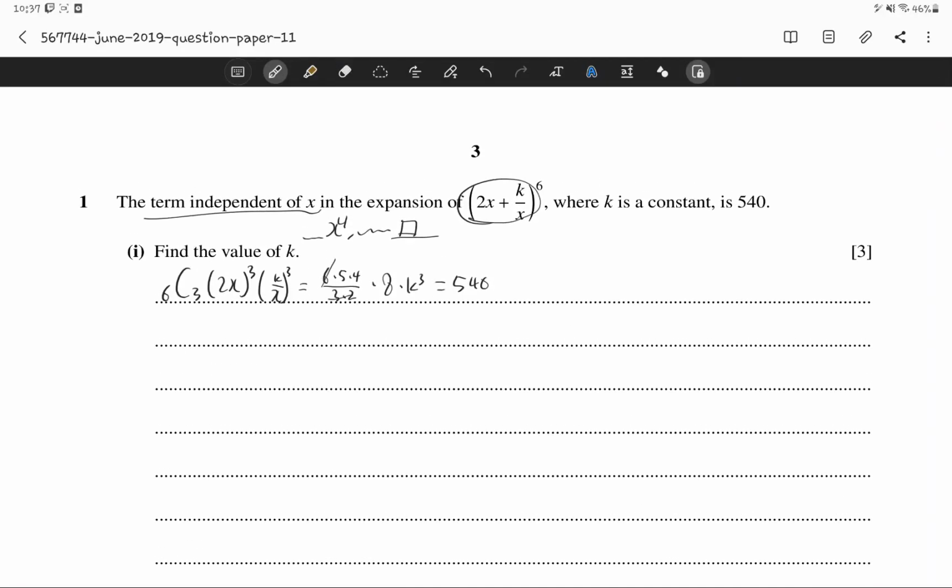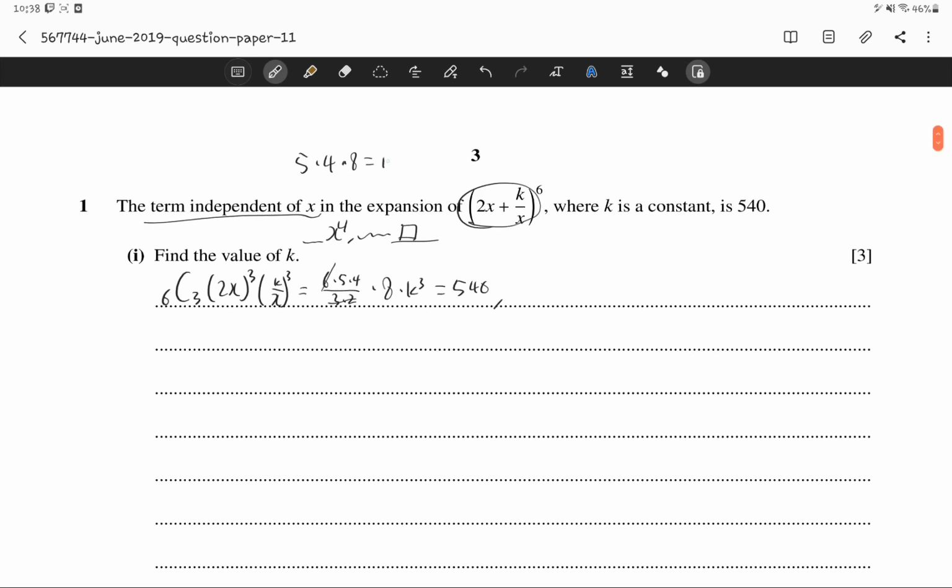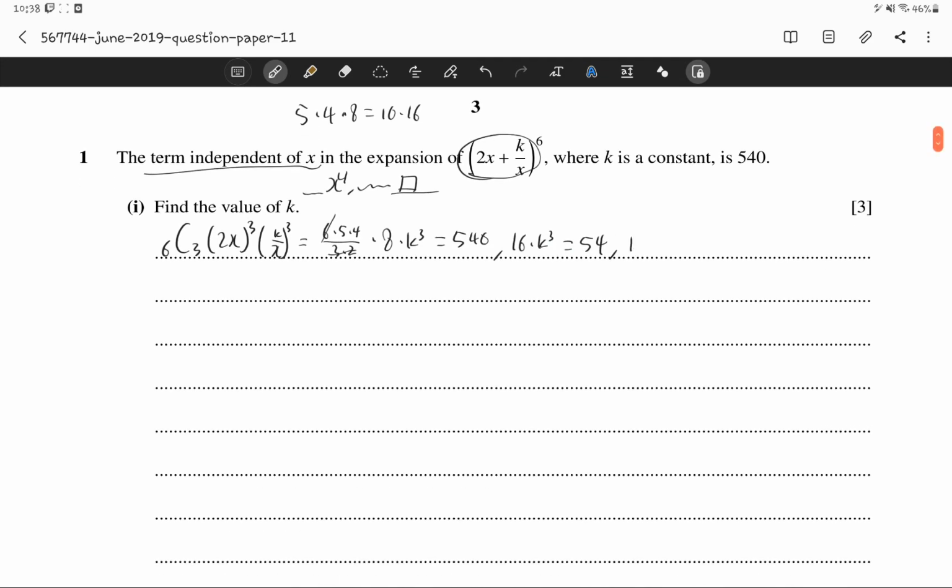Okay, let's divide both sides. No, not both sides, like both sixes, and you would get, what is this? 5 times 4 times 8. That's 10. No, what am I doing? 10. It's been so long since I last solved any sort of math. It's 10 times 16, right? So 16 times k cubed equals 54, and k cubed equals, is that 3? No. What is it?